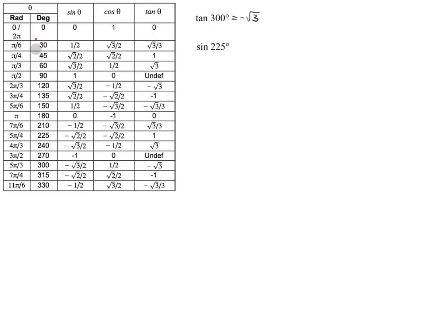What if we wanted to find the sine of 225 degrees? So again, we're in degrees, so we'll go down the degree column till we get to 225, and sine is this column. It's kind of where those two would meet. Sine of 225 is negative square root of 2 over 2.